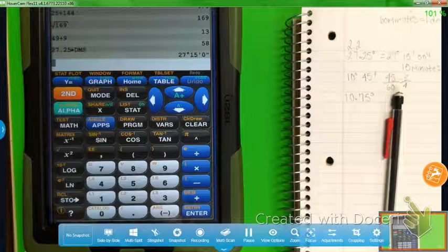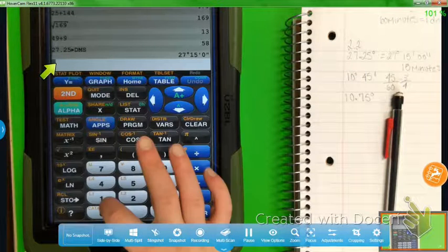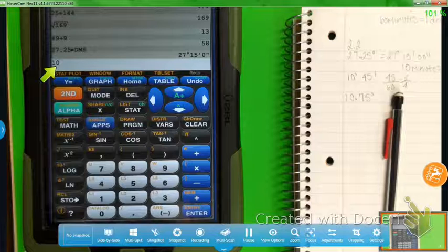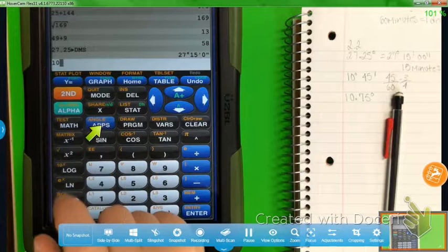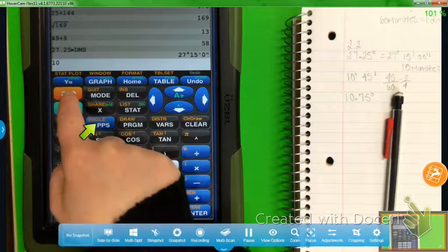Okay? All right, so to go the other way around is a little bit different. And so what was our other problem? It was we started out with 10 degrees and 45 minutes, right? So 10 degrees, 45 minutes. So this time, you're going to want to type in the 10. So just type in the number 10 and that's it. And then go back to apps. Second apps. Second and then angle right there.